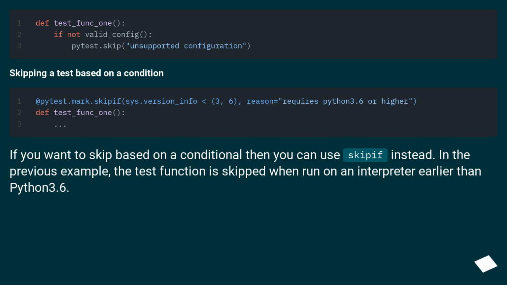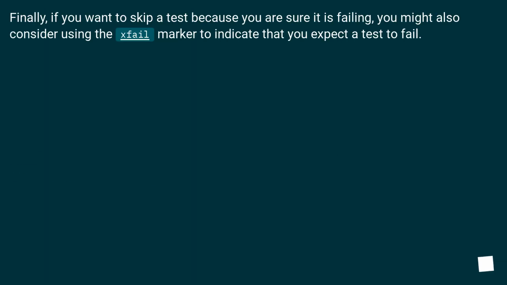Skipping a test based on a condition. If you want to skip based on a conditional, then you can use skipif instead. In the previous example, the test function is skipped when run on an interpreter earlier than Python 3.6. Finally, if you want to skip a test because you are sure it is failing, you might also consider using the xfail marker to indicate that you expect a test to fail.